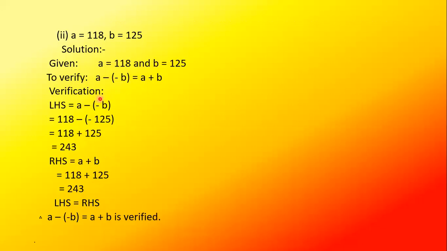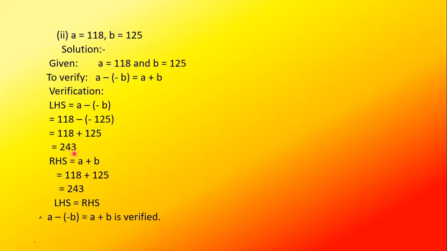Now we will write the verification steps. What will we write in LHS? LHS is a minus minus b. Value of a is 118 minus minus b, that is, along with the value of b we will give the minus sign also. Minus 125 is equal to 118 plus 125. Subtraction again changes into addition with the additive inverse. So minus 125, instead of that we will add plus 125, and the answer will be 243. That means LHS we have done. We got the sum 243.